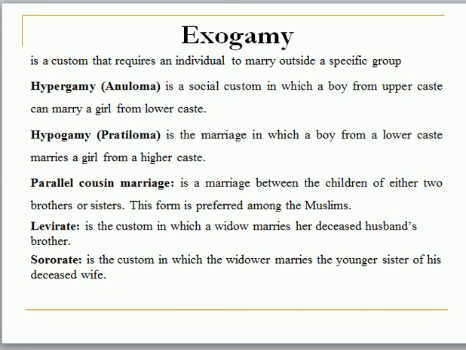That is called hypogamy. There is another kind of marriage that is called parallel marriage. This is a marriage between the children of either two brothers or two sisters.